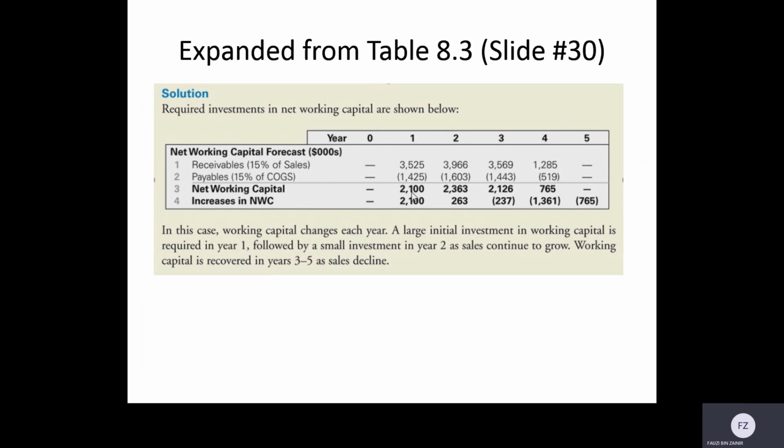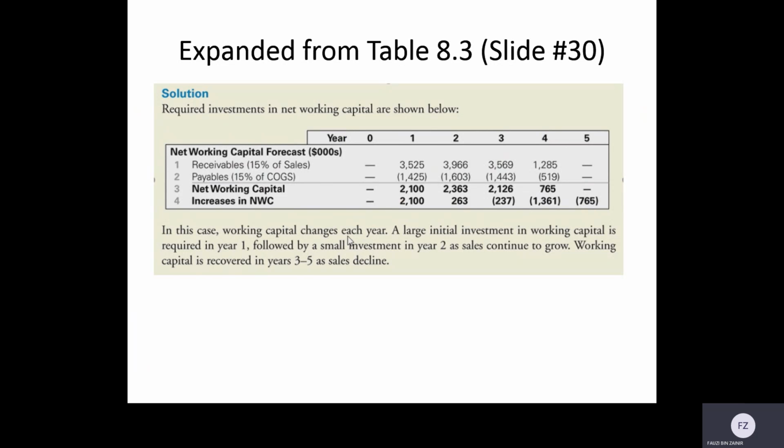So what we're going to find out is the changes in the working capital. We figure out the incremental increase here. For year 1 it is 2100 minus 0, you have 2100. For year 2, you have 2363 minus 2100, you have 263. And for year 3, the change is 2126 minus 2363, so we have a decrease here by 237. For year 4, we have 765 minus 2126, we have minus 1361, and finally 0 minus 765, so we have minus 765.